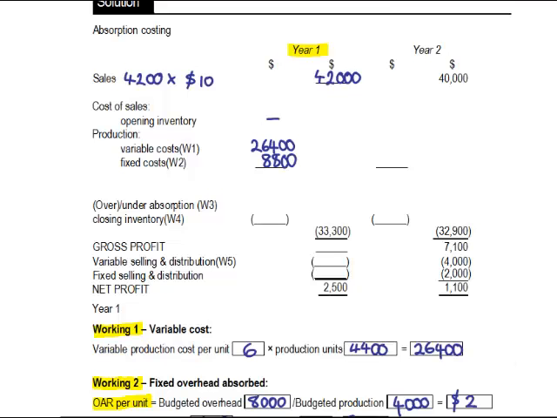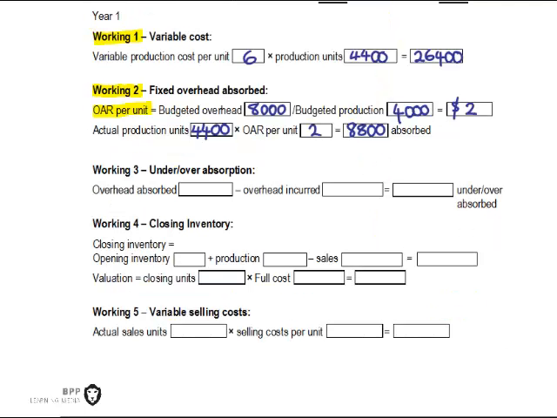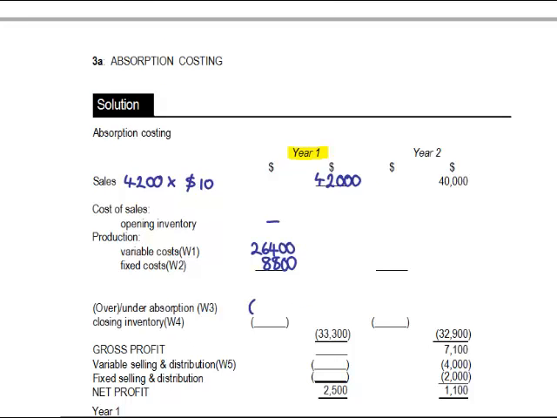So next we need to see whether there's been any over or under absorption. Now it turns out the actual overhead incurred was 8,500. So in working 3, let's calculate the amount of over or under absorption. Now the overhead absorbed was 8,800, and if we take away the overhead incurred, then that was 8.5, and that means that we've actually over absorbed by 300. So we've got 300 over absorption. Now that means that we need to take it off our cost of goods sold because we're effectively adding it back to profit.